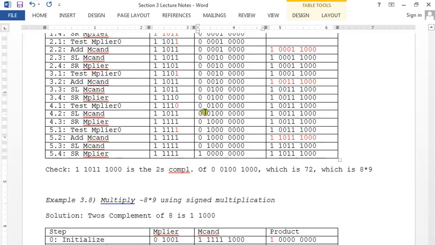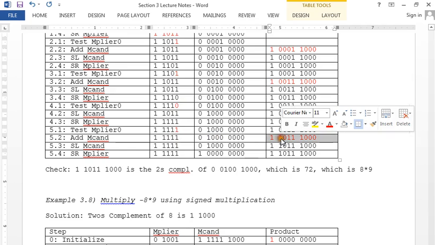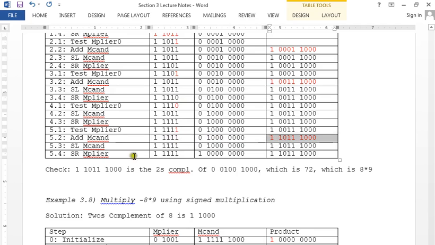Okay, so now we've shifted left again, and then shift right the multiplier. We got a 1 again. We add this value. Shift left the multiplicand and shift right the multiplier.